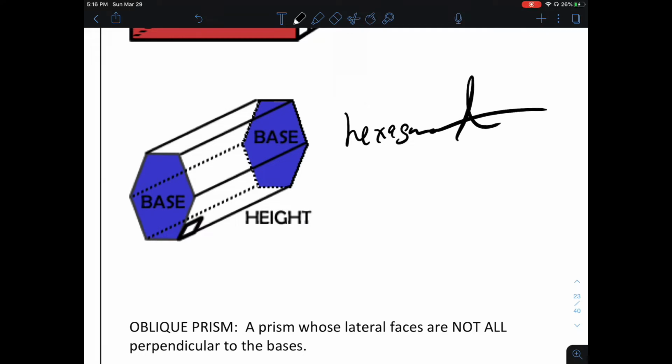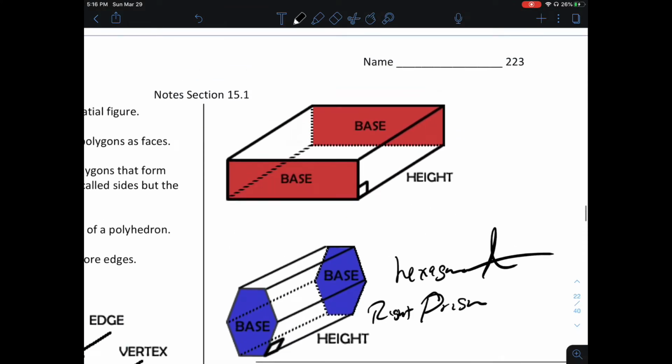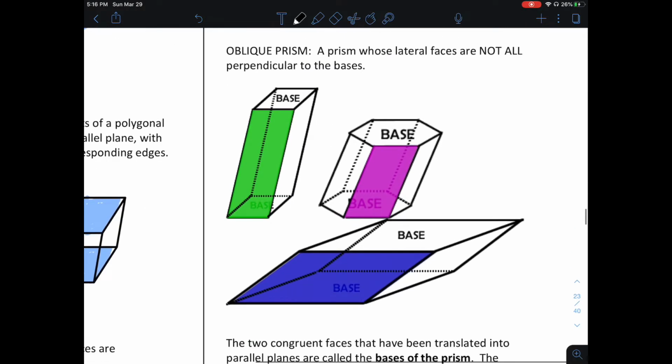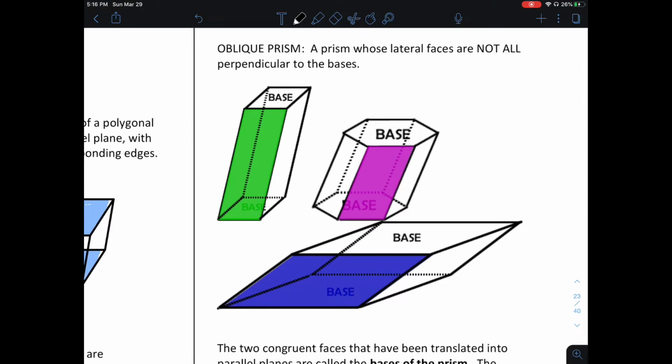It's hexagonal because the base is a hexagon. Yes, we could say more than hexagonal prism. We could say hexagonal right prism. We could have done for the previous one a rectangular right prism. Oblique prism: a prism whose lateral faces are not all perpendicular to the bases.